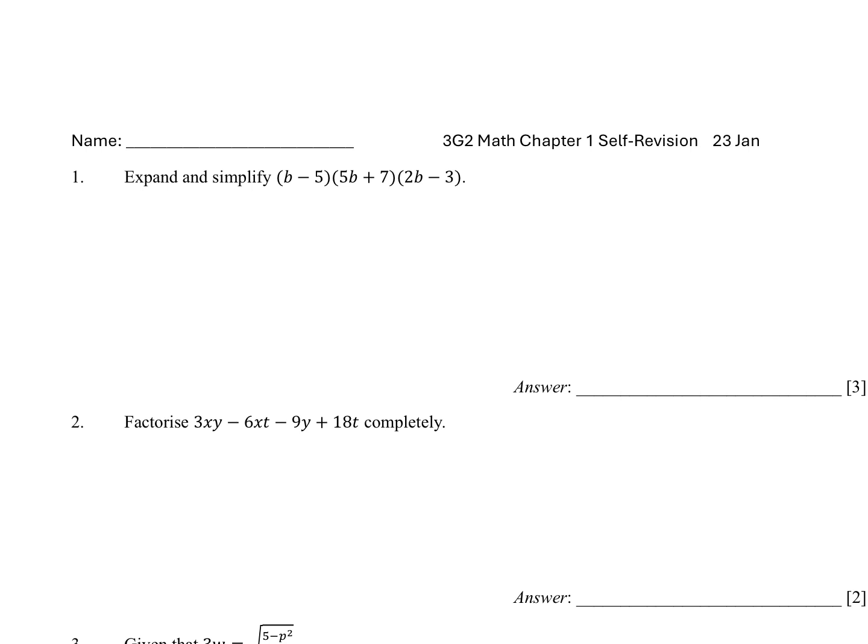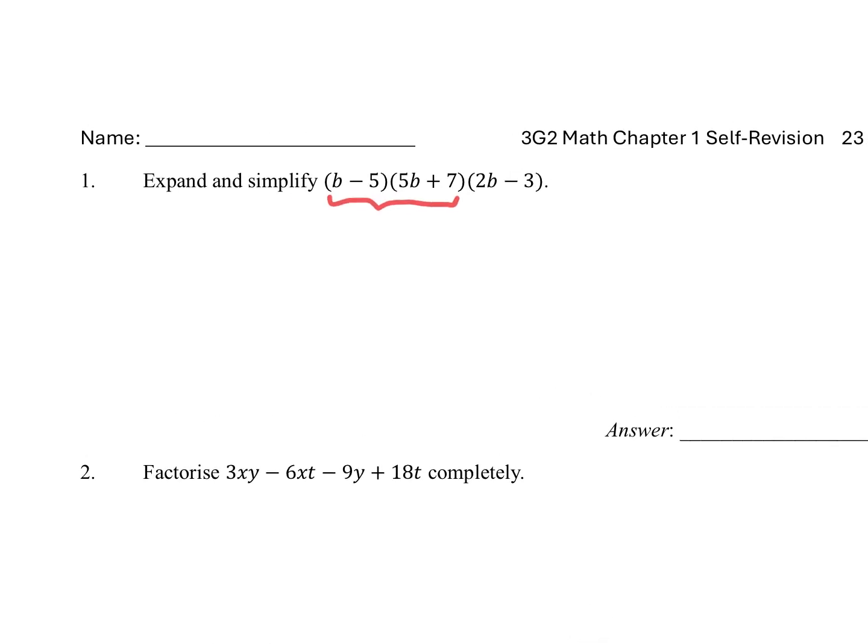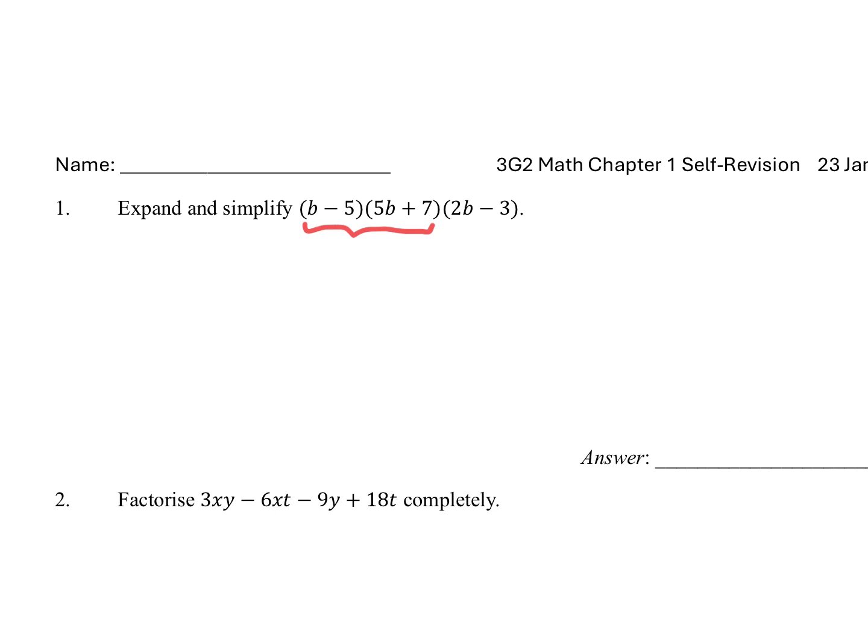Okay, so the very first question for expansion and simplification, we're going to look at expansion of brackets with 3 different brackets. For this kind of question, usually we deal with them 2 at a time. So I'll deal with the 2 brackets first. I will have to expand b minus 5 with 5b plus 7. So doing this expansion, I have my first portion, b with 5b plus 7, then negative 5 with 5b plus 7. Students who can do the rainbow method, please continue to do your rainbow method. And I'll keep 2b minus 3 unchanged.